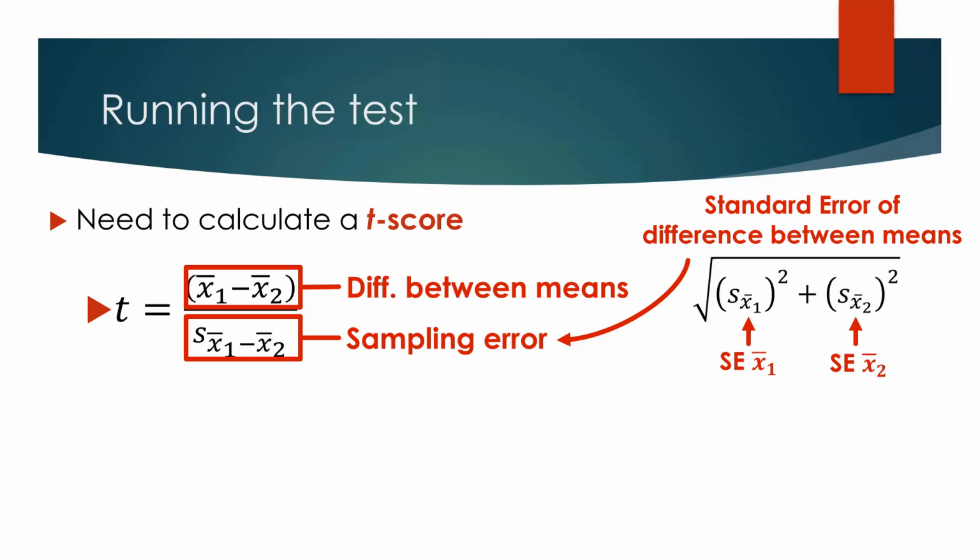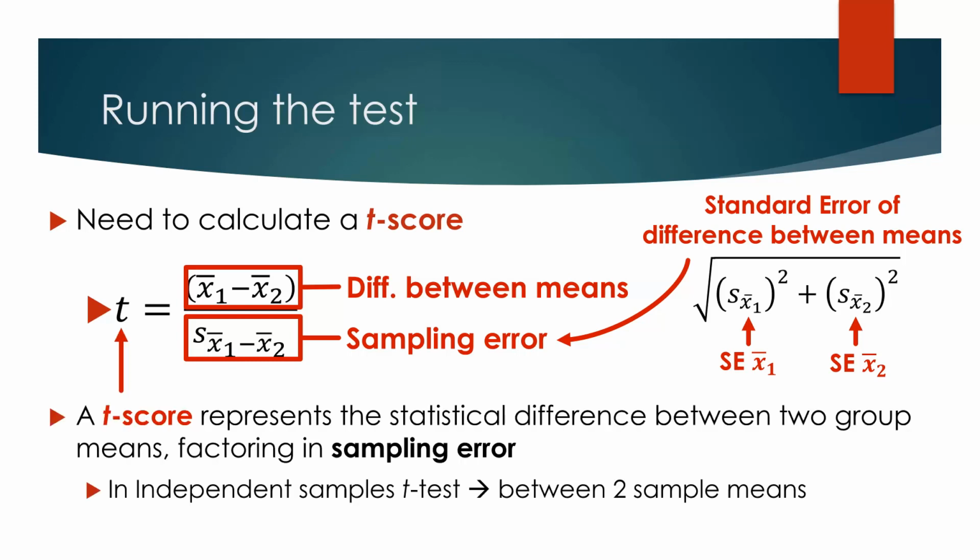It is factoring in the sampling error from both samples. Because remember, every time you have a sample, you have sampling error. So if we've got two samples here, two unrelated groups, there's two different sampling errors that we have. One for the first group, one for the second group. We have to factor them both in when calculating our t-score. And so that's what this bottom part is doing. And the t-score represents the same thing that it did with the one sample. It is representing the difference between our two group means while also factoring in sampling error. In an independent samples t-test, it's representing the difference between our two sample means specifically.